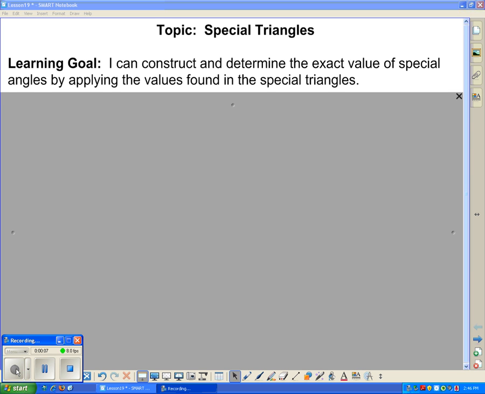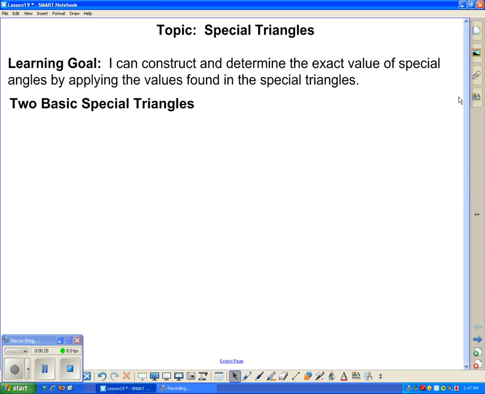What's the learning goal? I can construct and determine the exact value of special angles by applying the values found in the special triangle. Okay, so we are looking at what we call special triangles today. There are two basic special triangles.